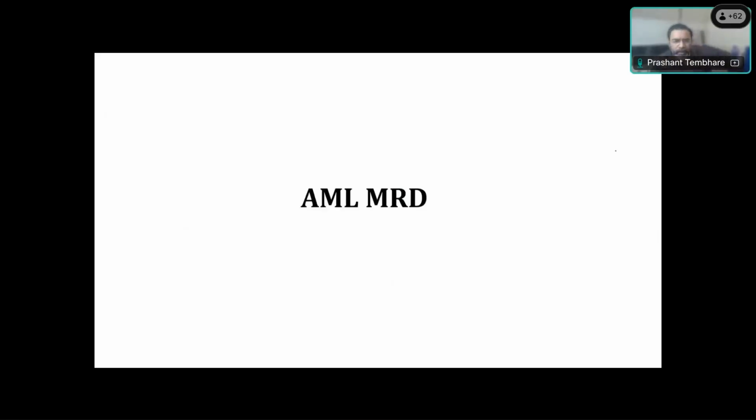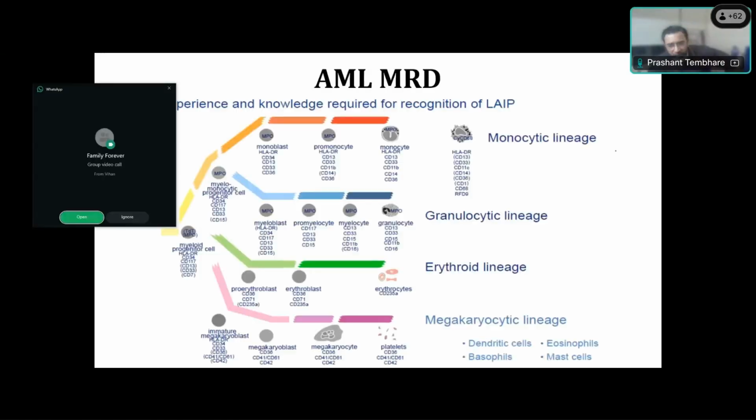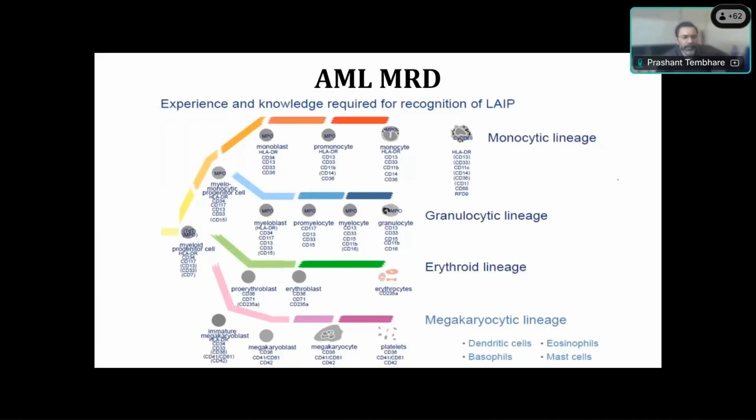Okay, so AML-MRD. Now, AML-MRD, unlike B-ALL and T-ALL, is complex, because in AML-MRD, myeloid blasts differentiate into multiple lineages. It differentiates to the monocytic lineage. It differentiates to the granulocytic lineage. Even the myeloid blast has a compartment of blast: monoblast, granulocytic blast, erythroid blast, megakaryocytic blast, precursor of dendritic cells, precursors of basophil, precursor of mast cell, right? So a combination of so many cells are there, even in the precursor compartment. And because of that, it becomes complex.